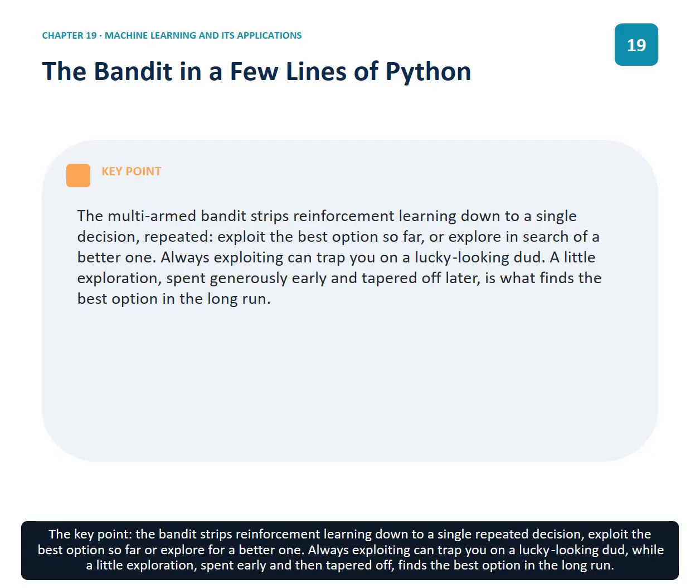The key point: the bandit strips reinforcement learning down to a single, repeated decision. Exploit the best option so far or explore for a better one. Always exploiting can trap you on a lucky-looking dud, while a little exploration, spent early and then tapered off, finds the best option in the long run.